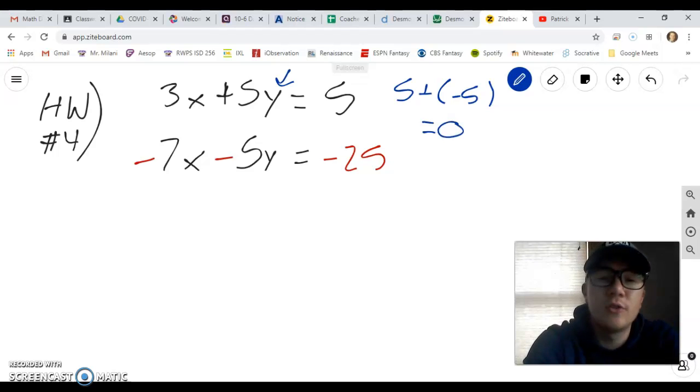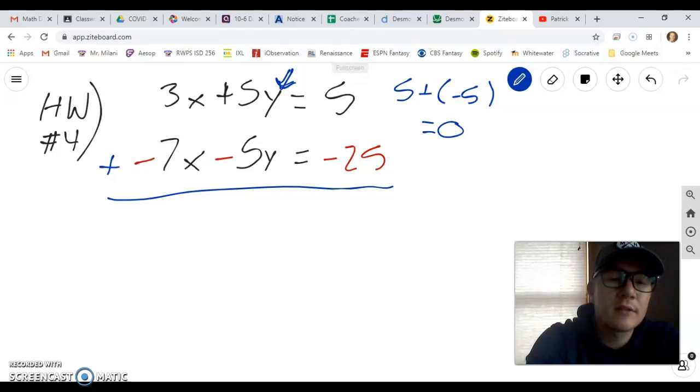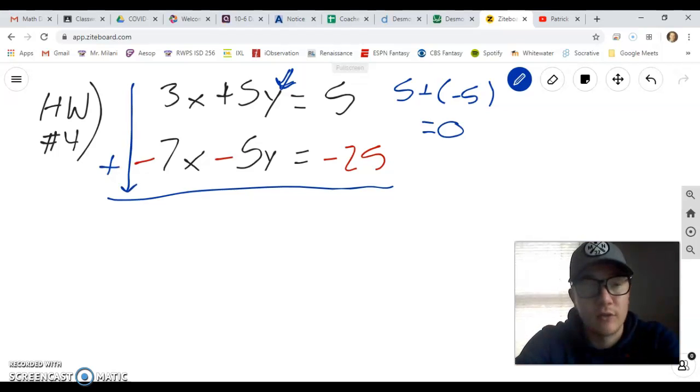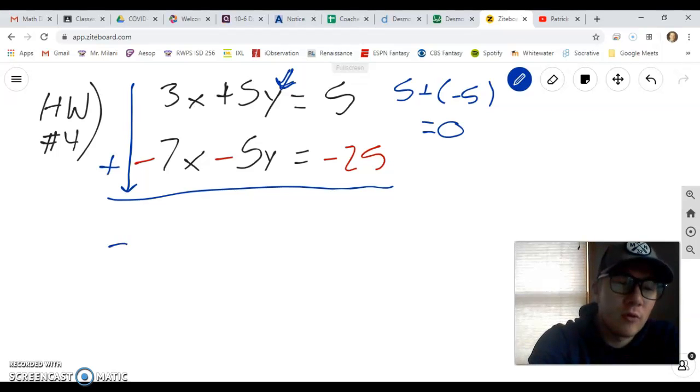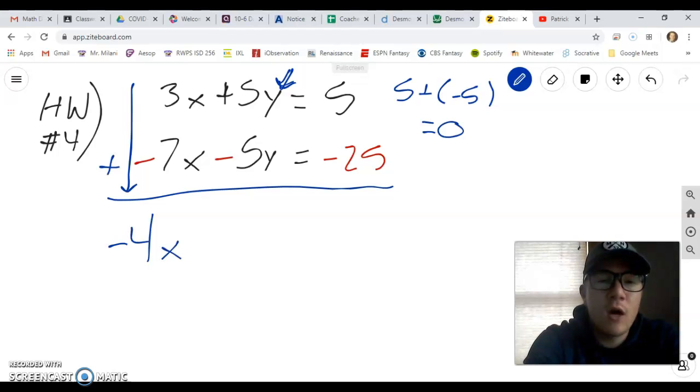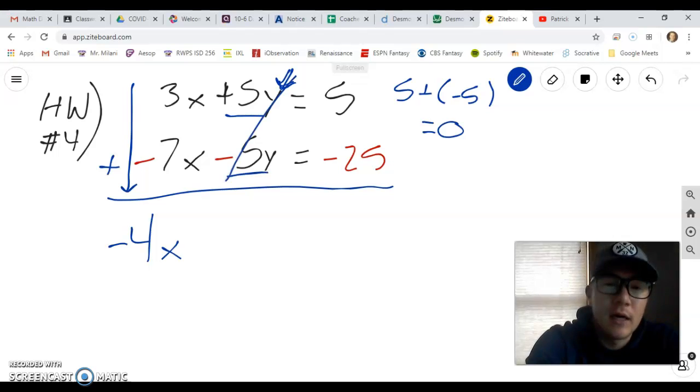Okay, so now these two y terms are ready to cancel. So I'm just going to add them down. 3x plus a -7x. The same thing as 3 minus 7, so be careful. It's not -10, it's not +10. It's going to be -4. We're going to have -4x. 3 minus 7 is -4. 5y minus 5y. Gone. They cancel.